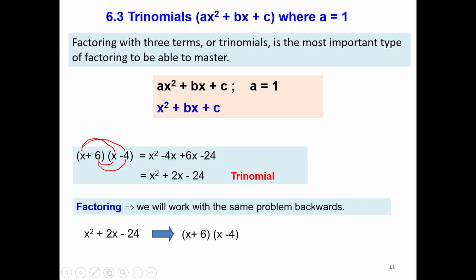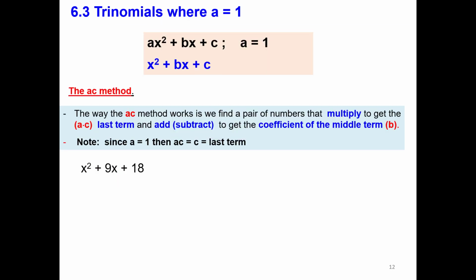And what we will do in this section is work with the same problem but backwards. We start with this, and we want to get the factors. Yes, we want to get this part. Let's see how we are going to do that. To factor this trinomial with this form, we will use the AC method.